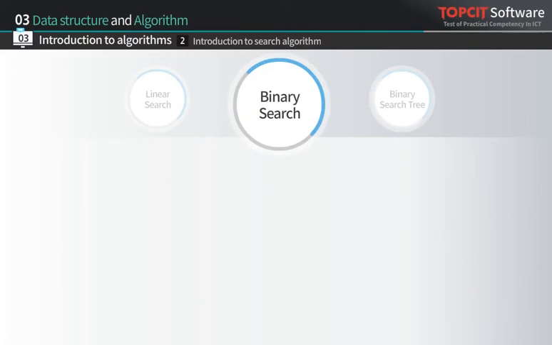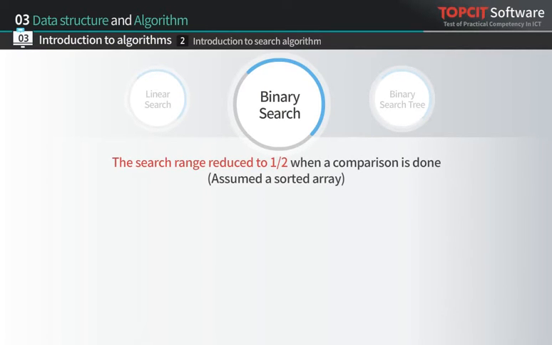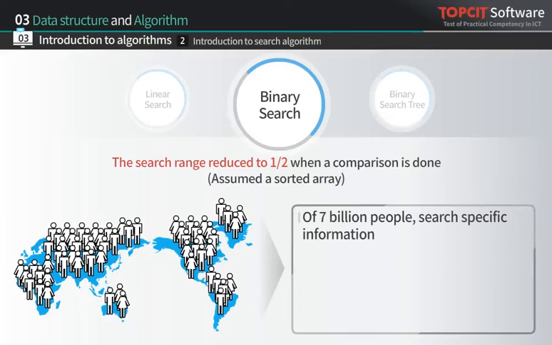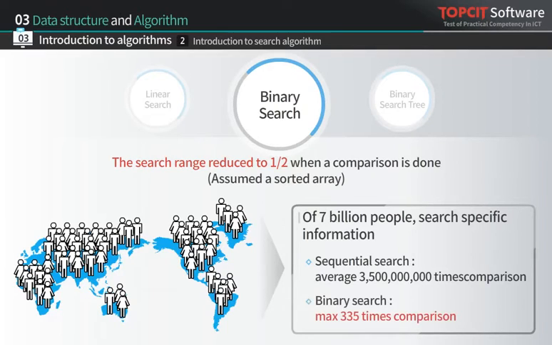Next, a binary search is reduced by half when a comparison is done in an assumed sorted array, unlike a linear search. Let's look at how fast binary search is, for example. Assuming that among 7 billion people we search for specific information, while the sequential search takes 3.5 billion comparisons on average, a binary search is very fast because it is able to find the data in a maximum of 33 comparisons.